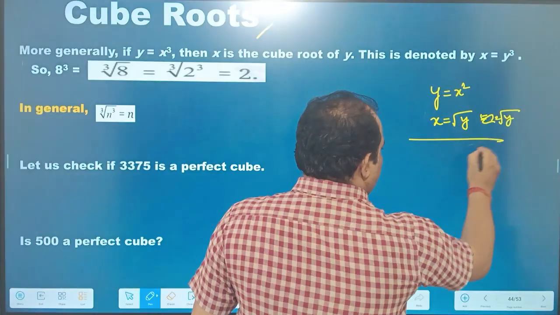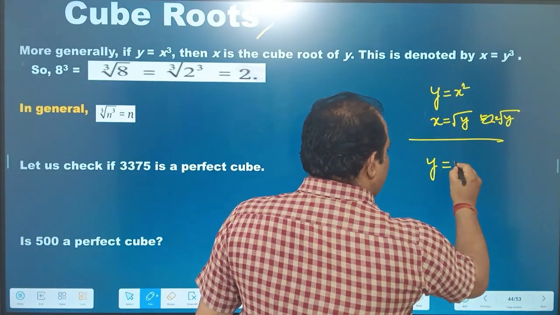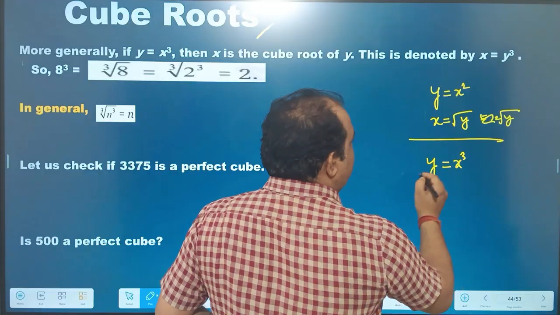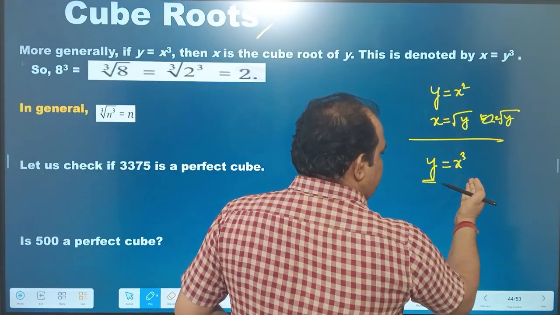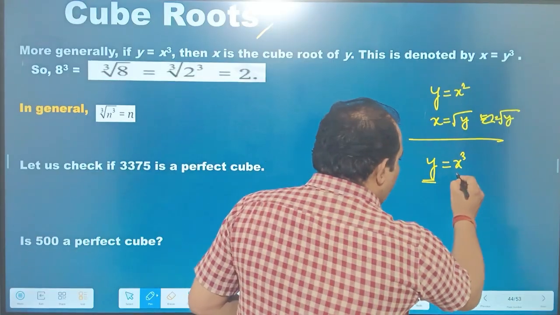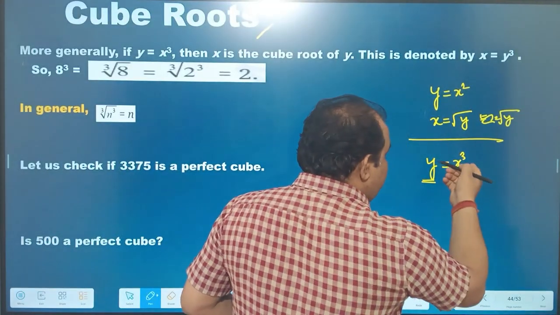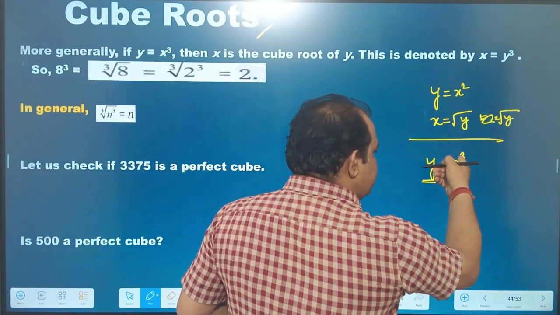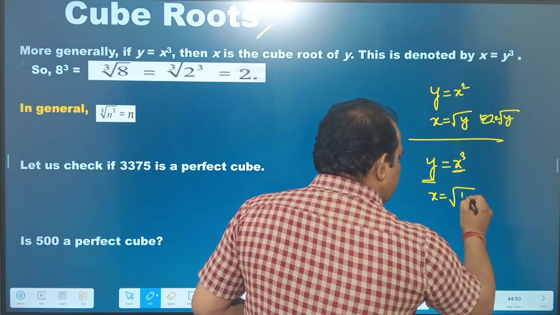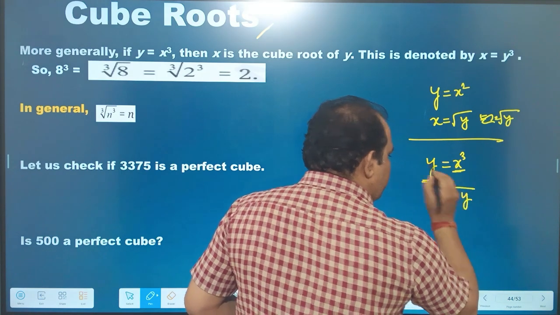In the same way, if y is equal to x to the power 3, for any number, let's say 27, you find it after taking the cube of 3. So what is that number which, when cubed, gives you this number? So the cube root of y is x, but now here you will put a number.